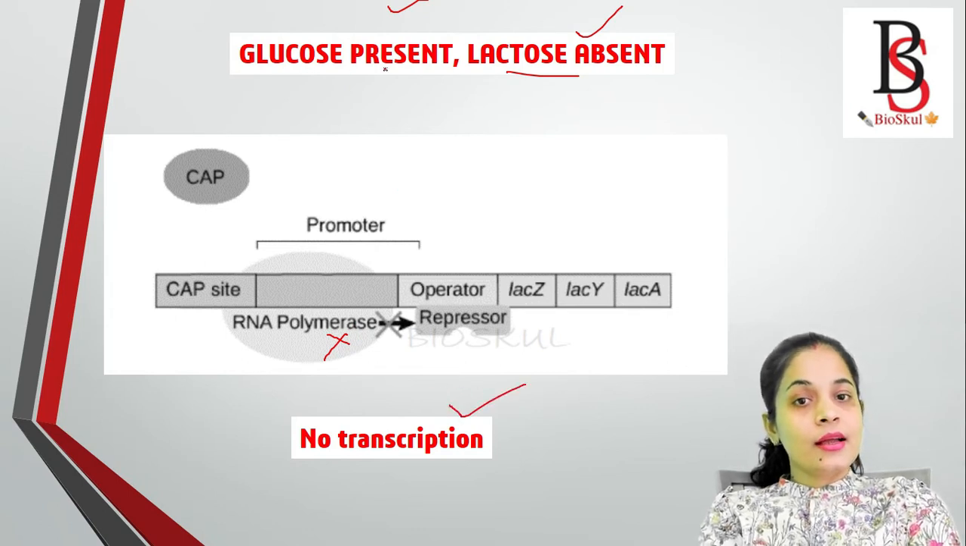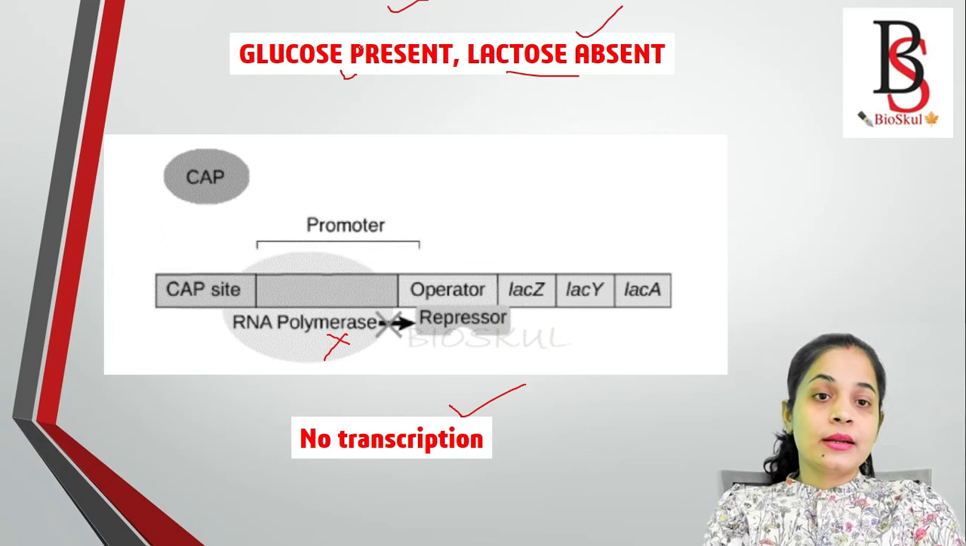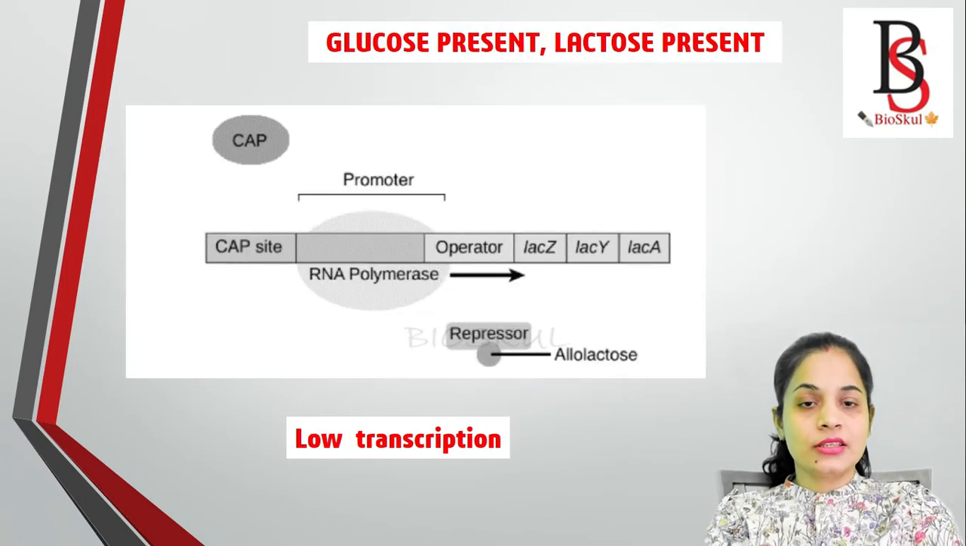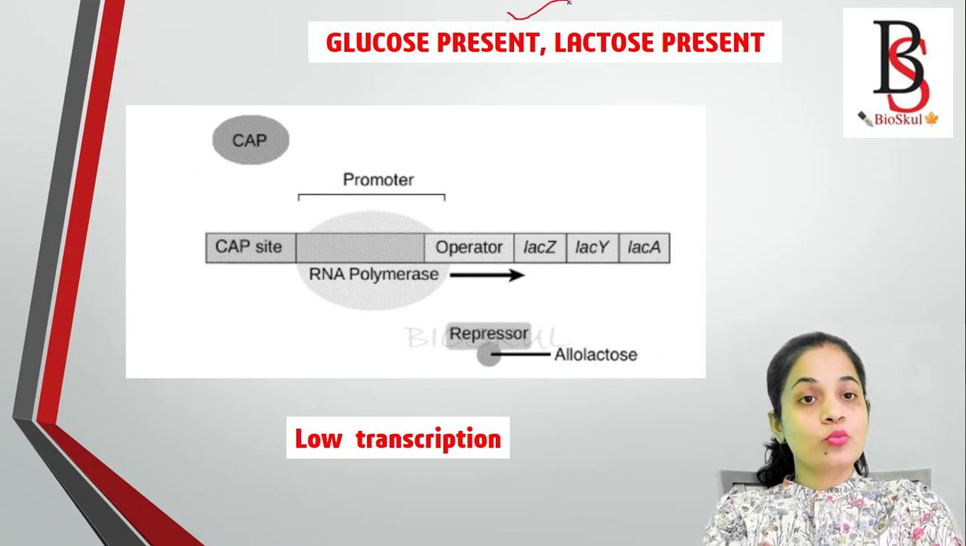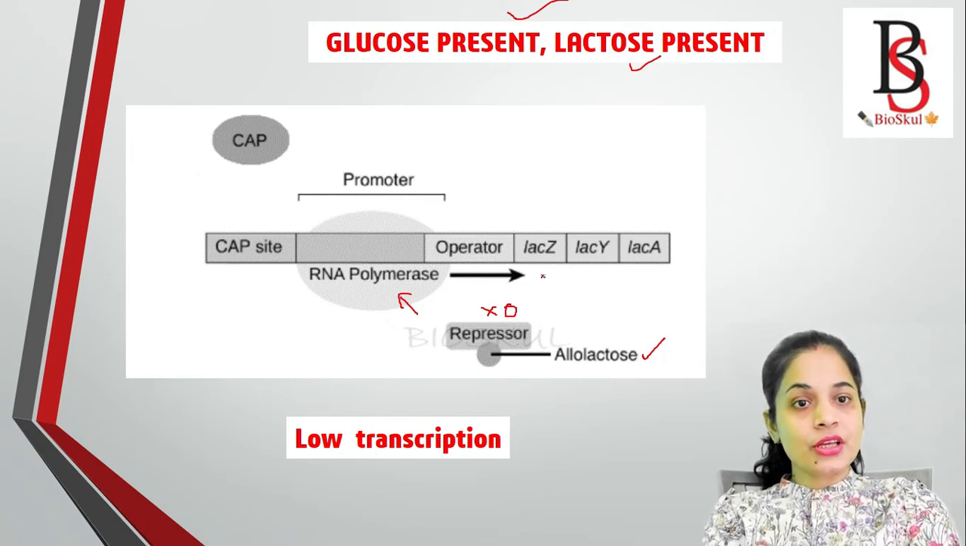Okay. And in the other condition, if you look, the glucose is present. Though the glucose is present, lactose is absent. That's why the Lac Operon will be turned off and there will be no transcription. Let's see the other condition where glucose and lactose are both present. If lactose is present, then it will be converted into allolactose. Allolactose acts as an inducer and it will bind to the repressor protein. The repressor will now change its conformation and it cannot bind to the operator region. Now the RNA polymerase will bind to the promoter region and it will help in the process of transcription.